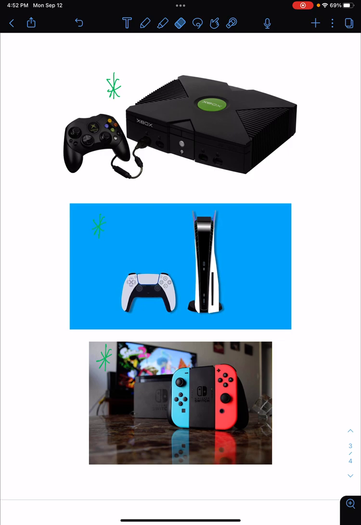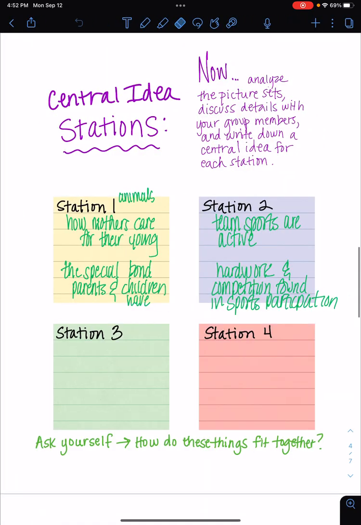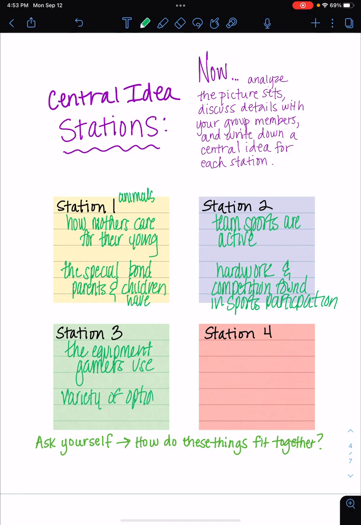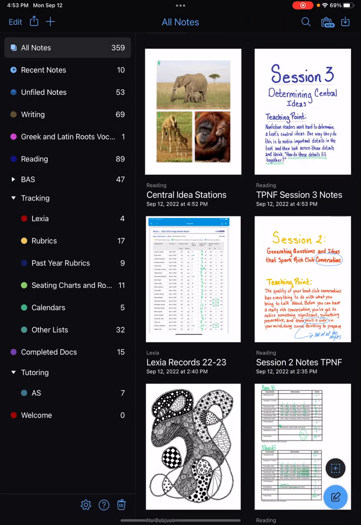So we definitely don't want to just say consoles for gaming, but we might want to say this could have something to do with the equipment gamers use, or maybe even the variety of options gamers have. See, expanding that beyond a single word. Let's look at that last one, guys.